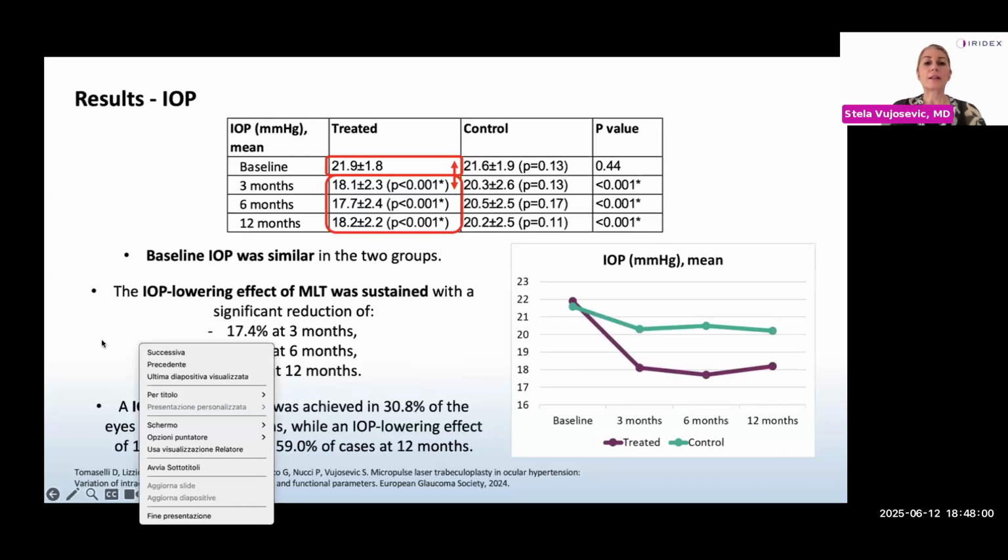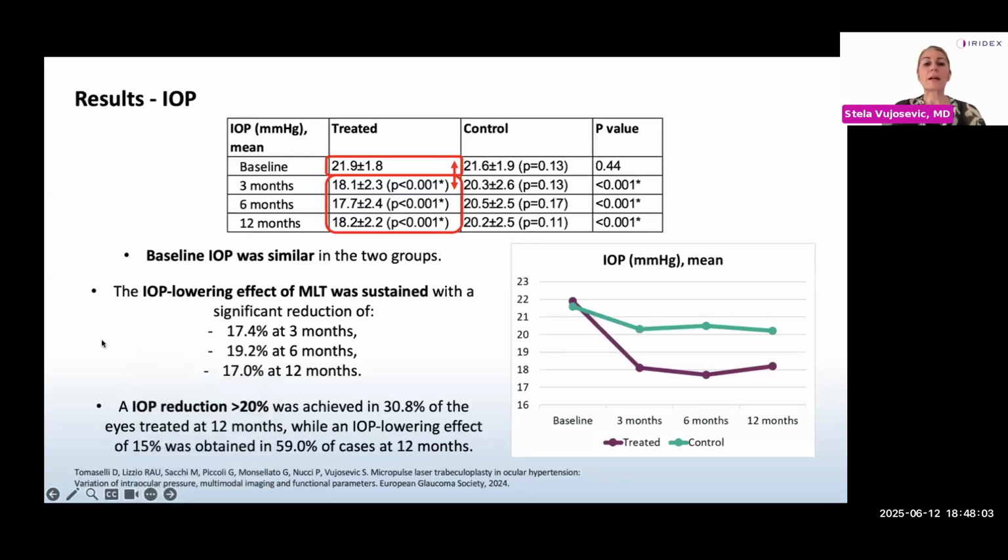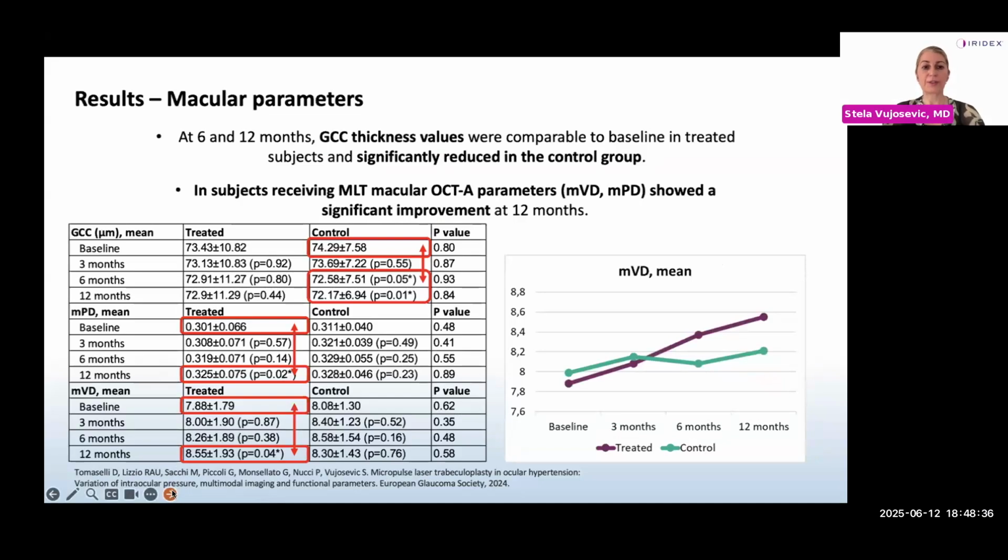If we look at the changes of the mean IOP, you can see that there was a significant decrease of 17.4% at 3 months, 19.2% at 6 months, and 70% decrease at 12 months. The IOP reduction of more than 20% was achieved in almost 31% of the eyes at 12 months, while an IOP lowering effect of 15% was obtained in almost 60% of cases at 12 months of treatment.